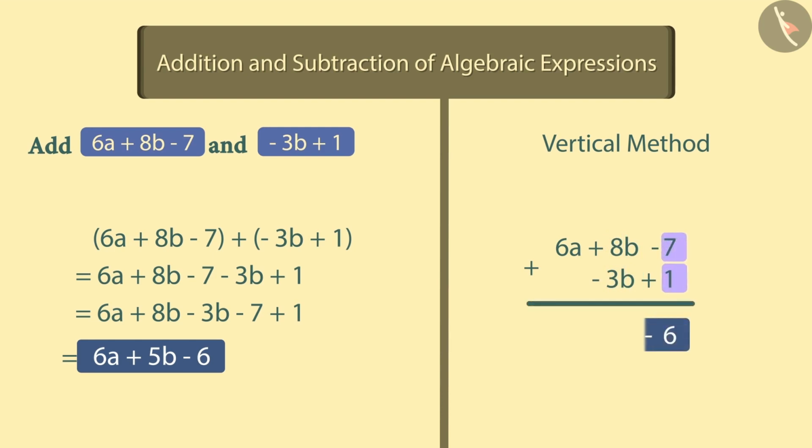First, we will add the terms of this column. Since in our second expression there is no term with a factor, there is no term below 6a. So, we will write this 6a this way. This is our last answer, which is exactly like this.